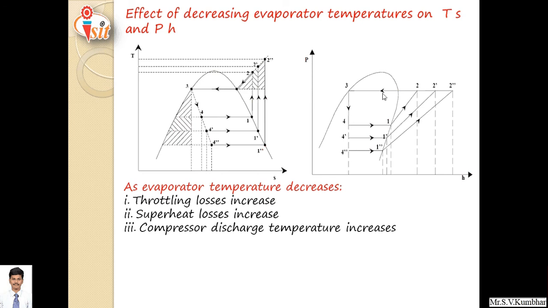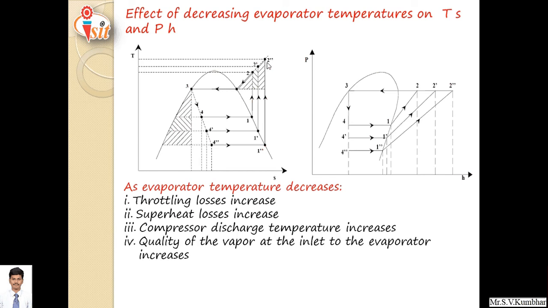Compressor discharge temperature also increases. Here if you observe the TS diagram for 1, 2, 3 and 4, the temperature would be T2. But if the evaporative temperature decreases, the temperature T2 is shifted to T2 dash. Again, if the evaporator temperature is further decreased to 1 double dash, the discharge temperature increases to T2 double dash. So compressor discharge temperature increases as evaporative temperature decreases.